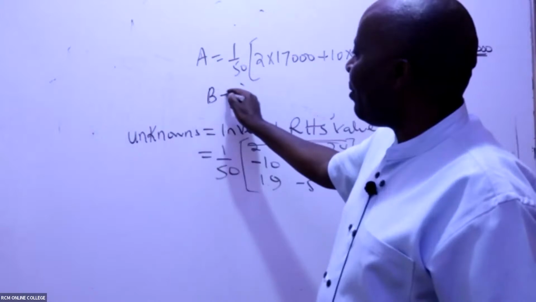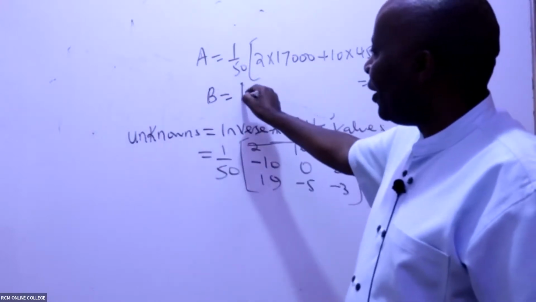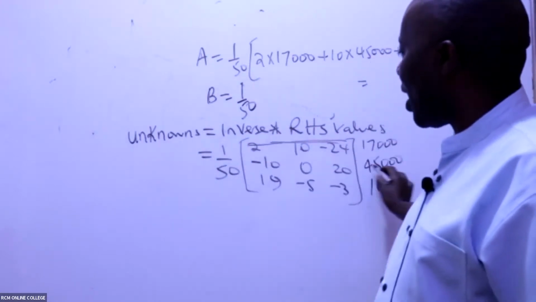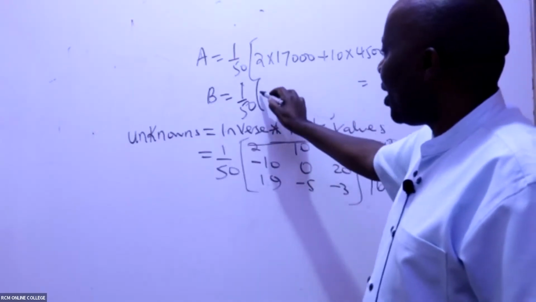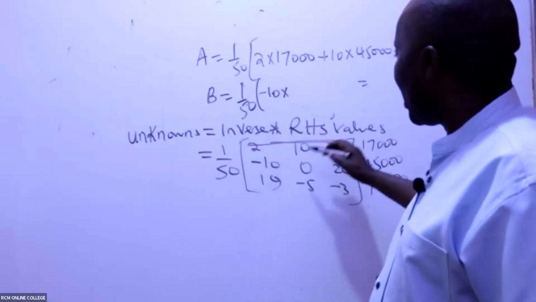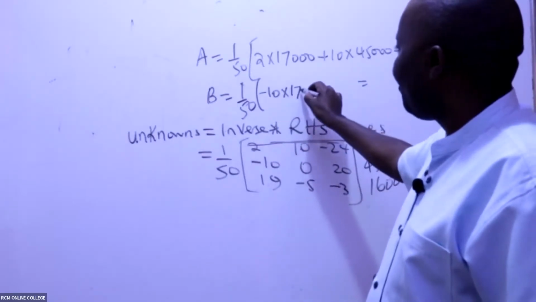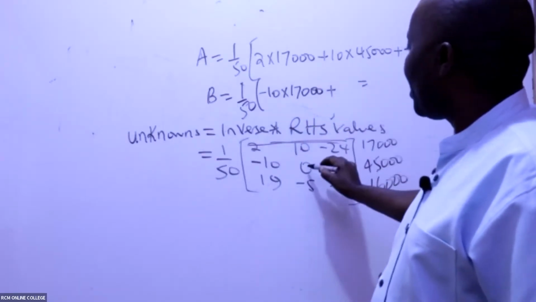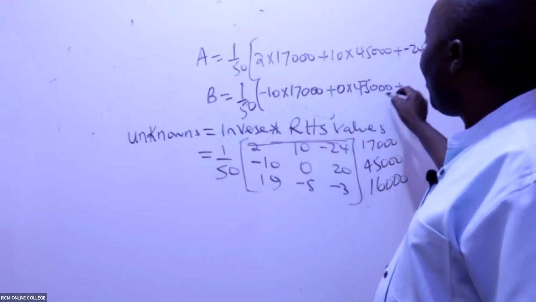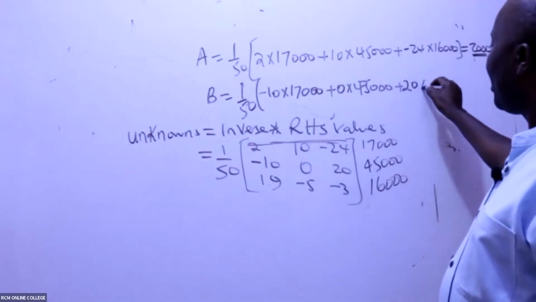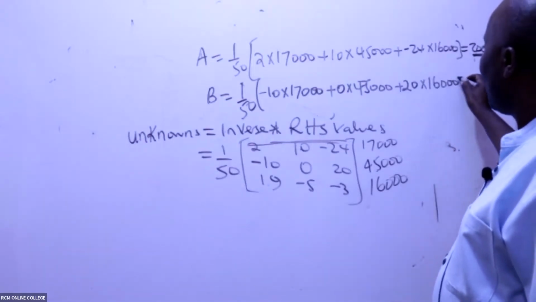For B, remember this constant for every one of them, 1 over 50. B is the second one, so it's again Roman Catholic. The second row, what do we have? Minus 10 times 17,000 plus 0 times 45,000 plus 20 times 16,000.